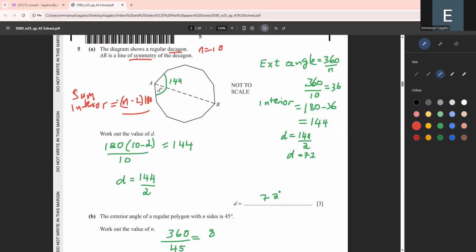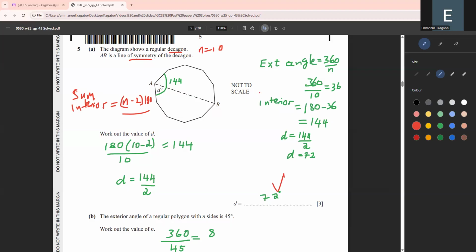So if I know the sum of all angles and I know all the angles are equal, I get the sum divided by n. That's why I did 180 times the number of sides minus 2, divided by 10, to get the size of one interior angle, which is 144. But D is half of that. So you get 144 divided by 2, that gives you that.